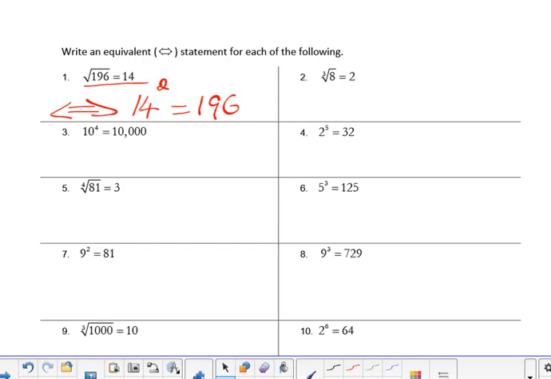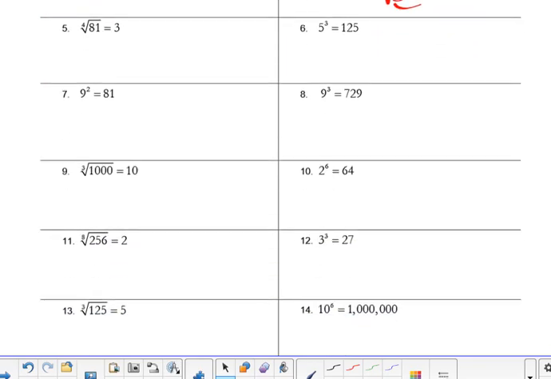Let's take another one. Okay, number 4 here. We've got 2 to the power of 5 is equal to 32. Now this is interesting. What would be the equivalent statement writing a root? Well, if it's to the power of 5, we can talk about the 5th root of 32 is equal to 2. Now, when we're talking about the 5th root, we're thinking about, well, what number multiplied by itself 5 times is going to equal 32? Well, it's that one there, isn't it? Okay. So there are some exercises for you to work on ready for next class.